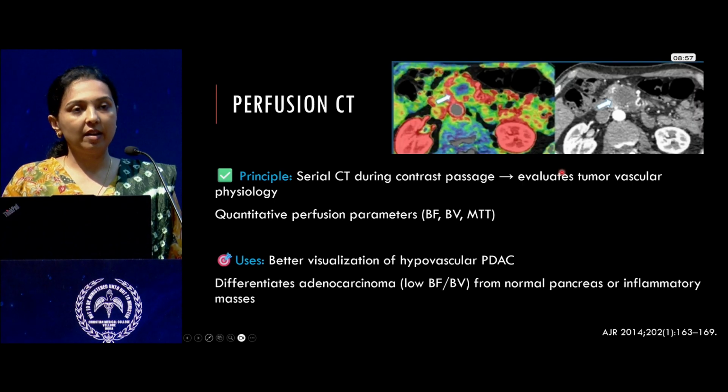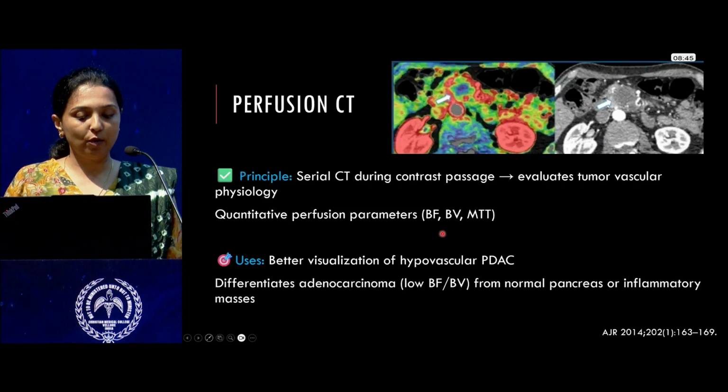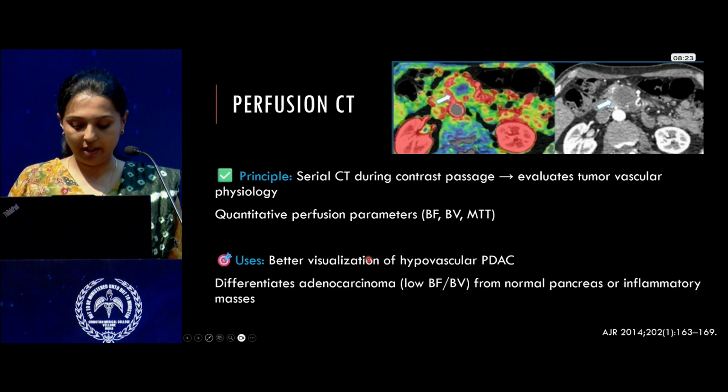Next, in CT, we have another technique called perfusion CT. What we do here is that after giving contrast, we take serial CT examinations to evaluate the tumor vascular physiology. And we can also quantitatively measure using parameters such as blood flow, blood volume, and mean transit time. So in this example, pancreatic tumor being hypovascular will show reduced perfusion compared to the rest of the pancreas. And also the blood flow, blood volume, and other flow related parameters in the tumor will be lower compared to normal pancreas and also inflammatory tissue.